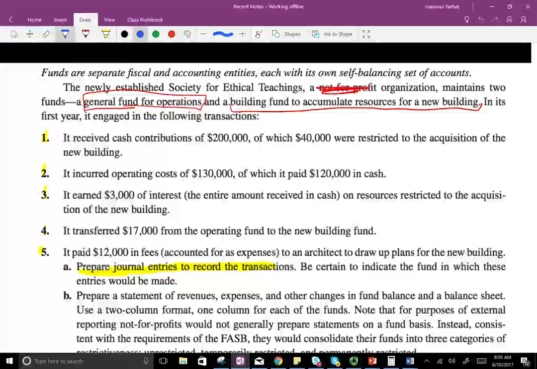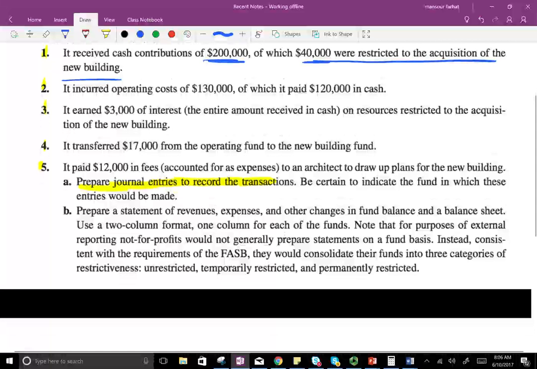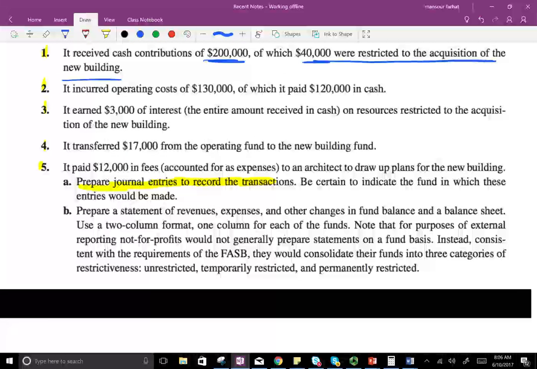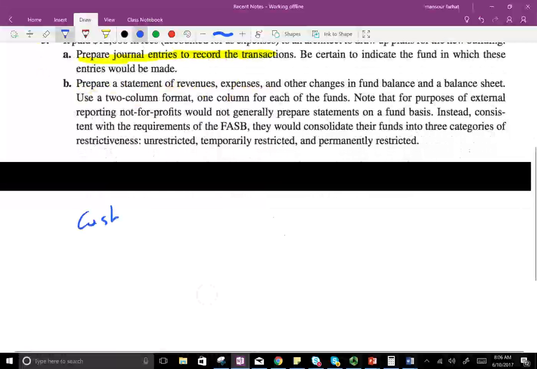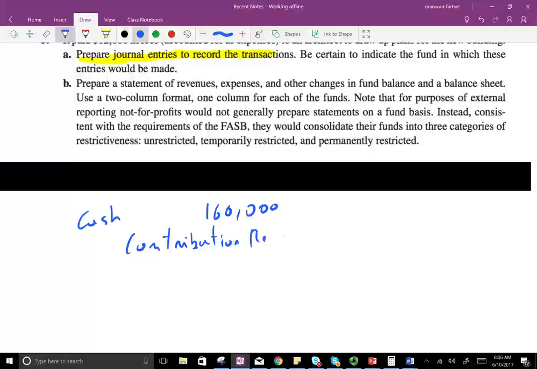The government receives a cash contribution of $200,000, of which $40,000 was restricted for the acquisition of the new building. So someone gave the government $200,000. Well, $40,000 is restricted for the building, and $160,000 obviously is not restricted. So here we go. We have two entries basically. We're going to debit cash for $160,000, credit contribution revenue or some sort of revenue, $160,000. And since this amount is not restricted, it goes into the general fund.